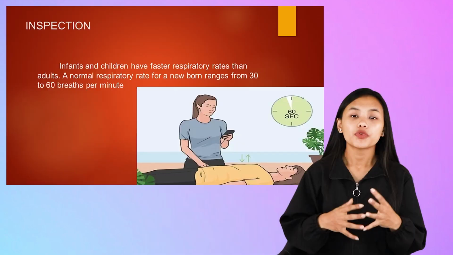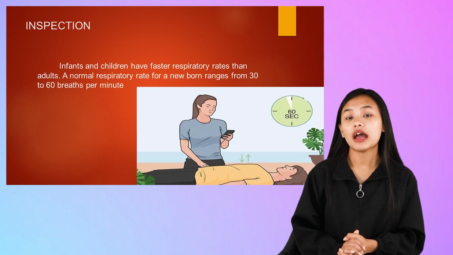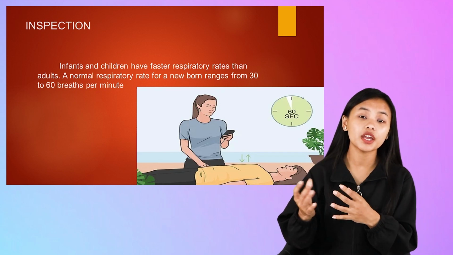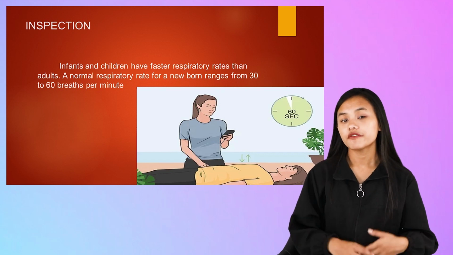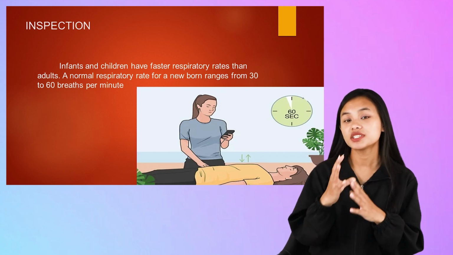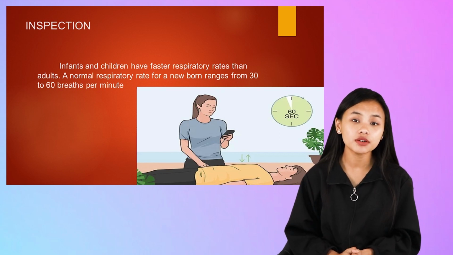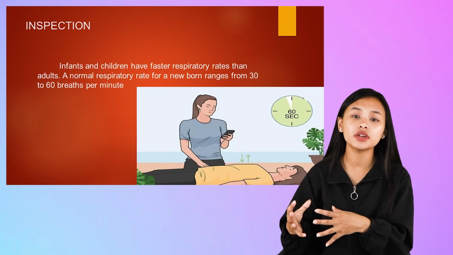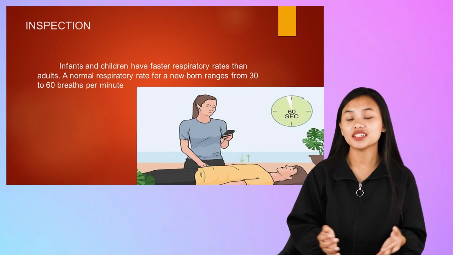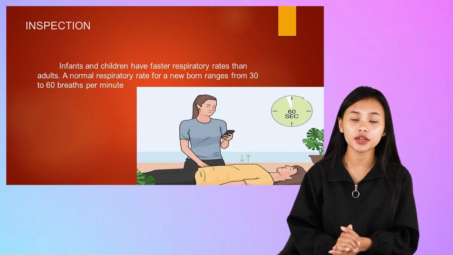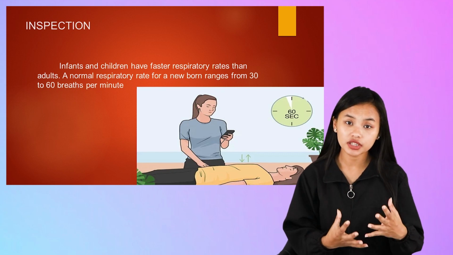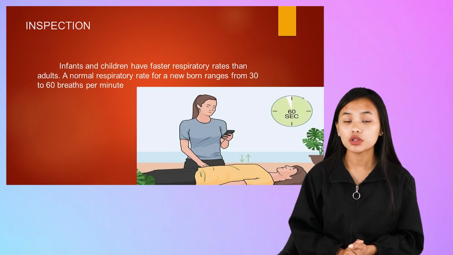So here, whenever you are performing this respiratory assessment, you should keep in mind that the respiratory rate and rhythm will differ from the adult to the infants and to the children. Why? Because the infants and the children have a faster respiratory rate as compared to the adult. A normal respiratory rate for a newborn ranges from 30 to 60 breaths per minute. As we've seen, for an adult the normal respiratory rate in a minute is 12 to 20, whereas for a newborn it is 30 to 60. So depending on the age that the client is in, the respiratory rate will also differ.